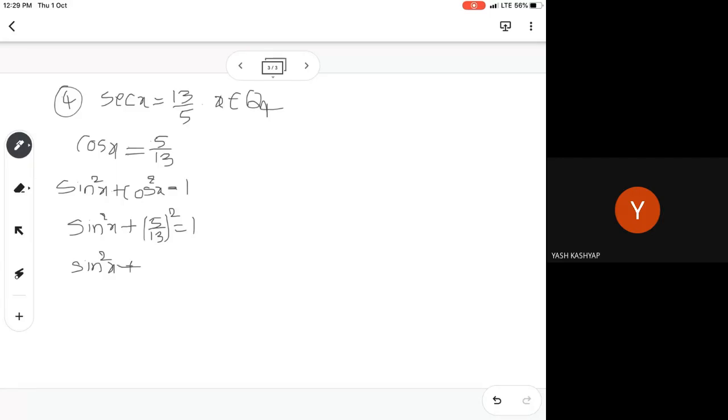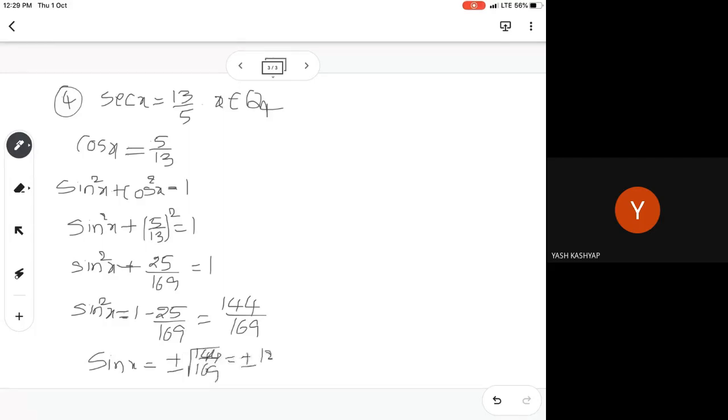Sine square x plus 25 by 169 is equals to 1. So sine square x is equals to 1 minus 25 by 169, which is equals to 169 minus 25. So you are going to get 144 by 169. So from this you are going to get sin x is equals to, under root of 144 by 169. So that is nothing but plus or minus 12 by 13 you are going to get.